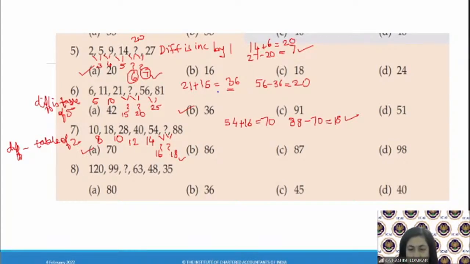Next. Now see here, careful, this is a decreasing one. Decreasing difference. So now be careful with the sign also, and when you add also, now you will have subtraction, not addition.